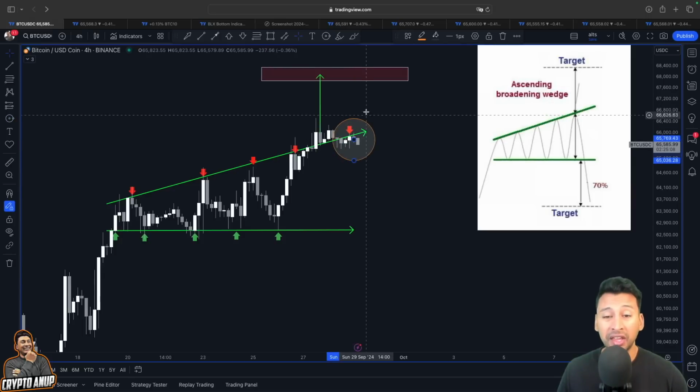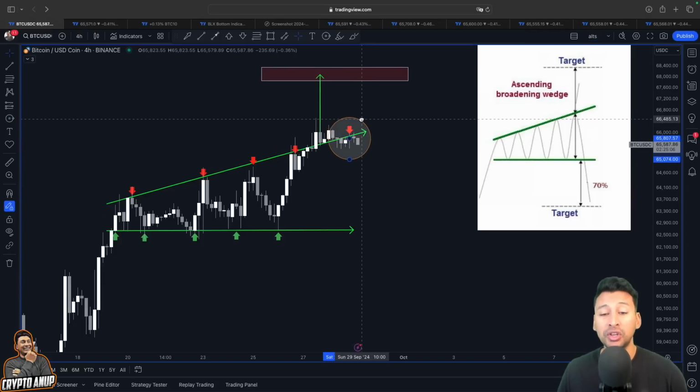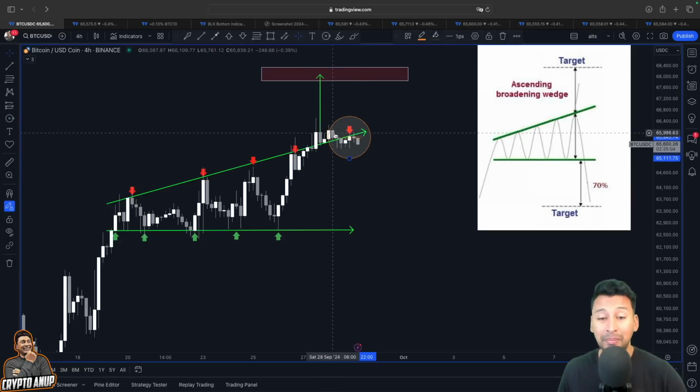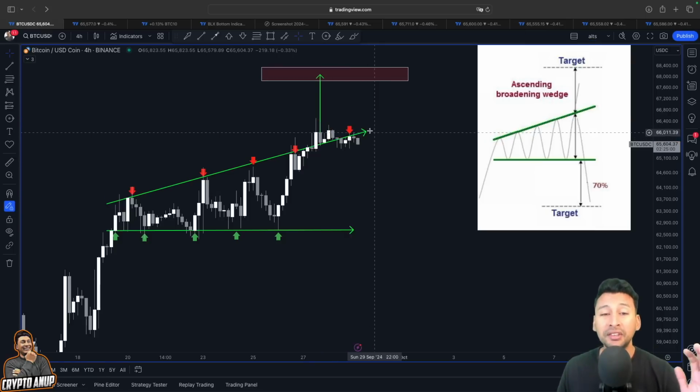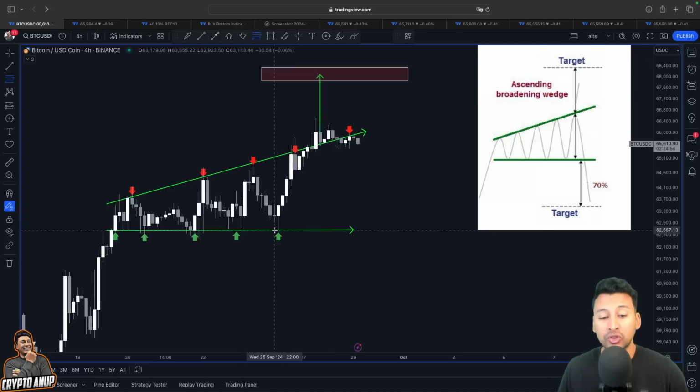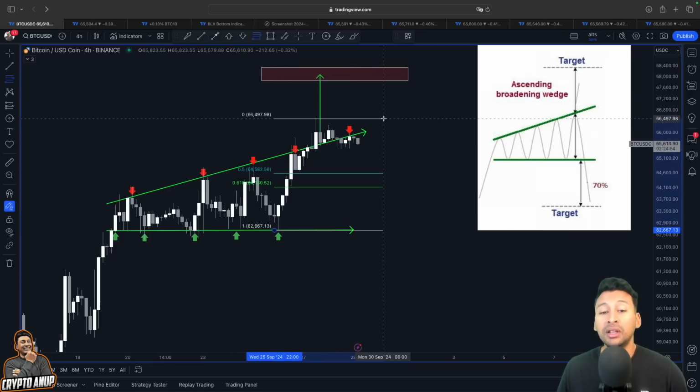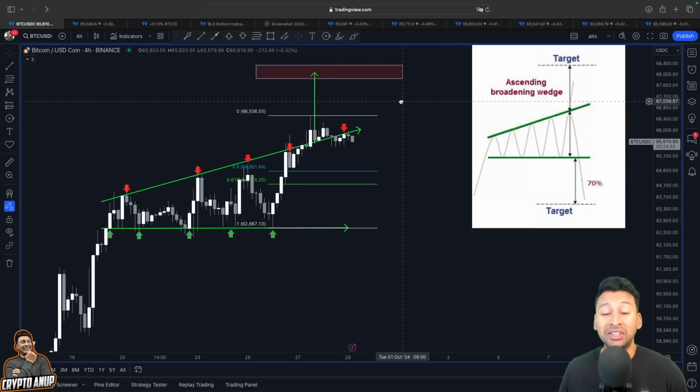Because according to this ascending broadening wedge, it is a bullish continuation pattern after breaking out of the upper trend line, but the price right now is showing weakness. So if this is going to result in a corrective move, where could the price of Bitcoin in the medium short term be heading, and what kind of formation are we expecting after that?